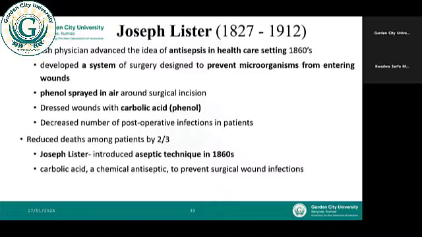So Joseph Lister is also credited for the introduction of antiseptics. So he used chemicals to control microorganisms in the health facilities.